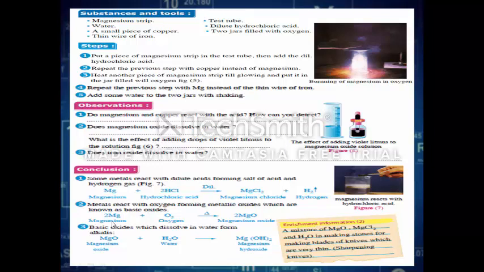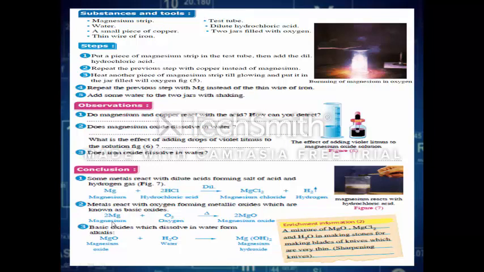Number 2, add some water to the produced substance, magnesium oxide. Then add drops of violet litmus solution. Observation: magnesium oxide dissolves in water. The litmus solution turns blue. Number 3, repeat the previous step by using a wire of iron. Iron oxide doesn't dissolve in water.